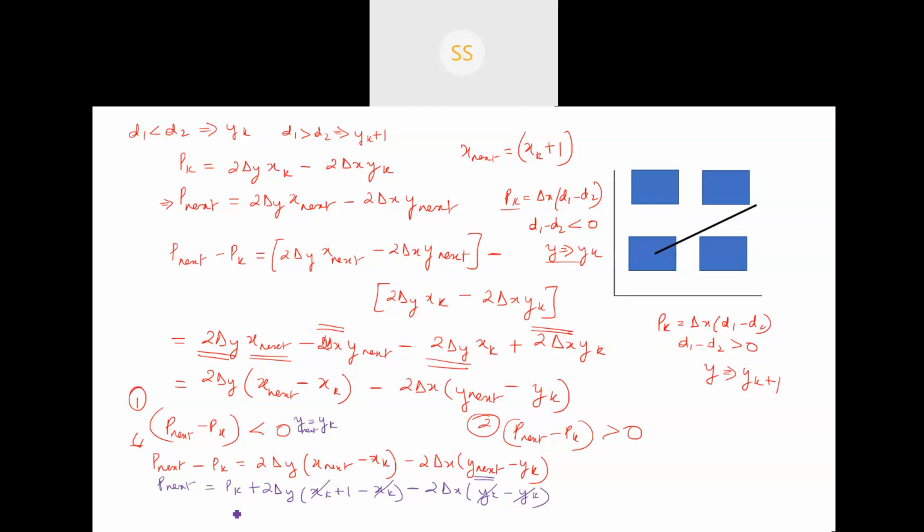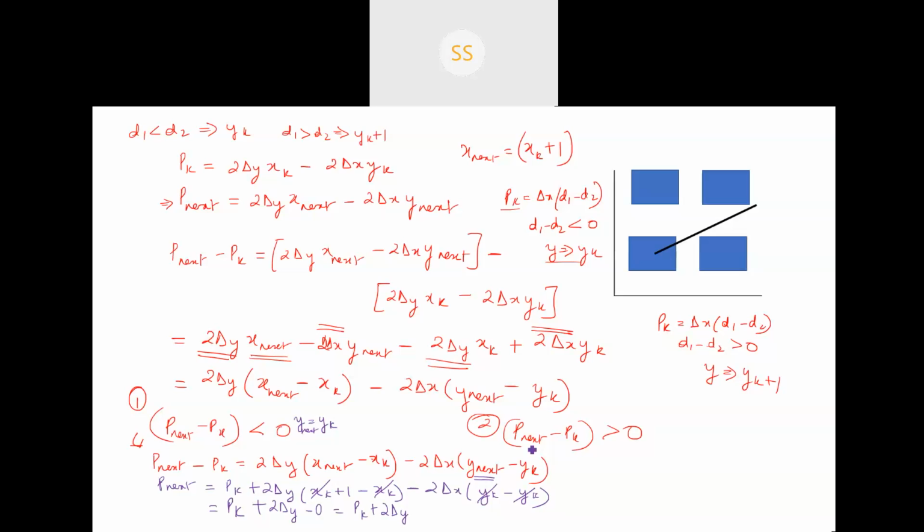So I can write it as equal to the original value pk plus 2 delta y into 1, so it is going to be 2 delta y, minus 2 delta x into 0. So this part is going to be 0. Or you can write it as pk plus 2 delta y. Now that was for my p next minus pk, which is said to be less than 0.